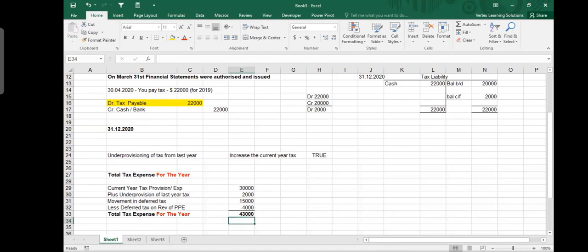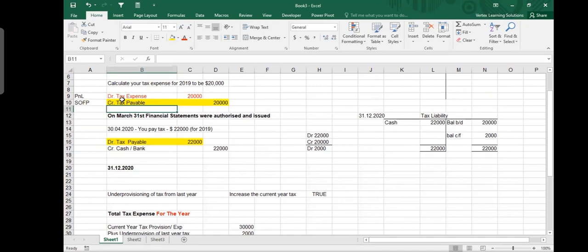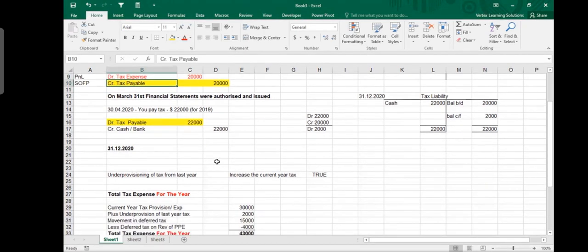Sir, in one of the questions in BPP, it asked to show the tax liability in a statement of financial position. And in that question, we took under provision, movement in deferred tax and everything, if it had not been paid. In that BPP question, you should pay attention to the language. Was it paid or not? If it had not been paid, then you still have to pay 2,000. But usually it is already paid, so it is not added.